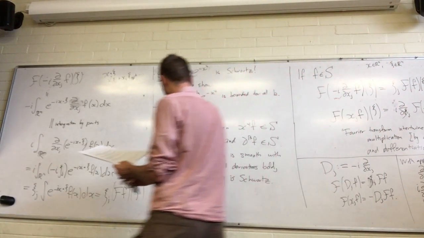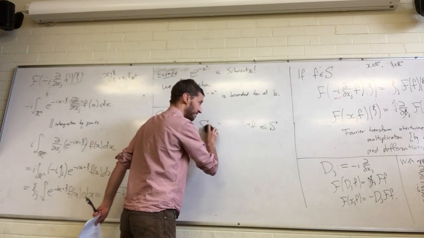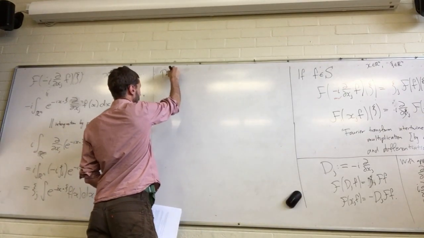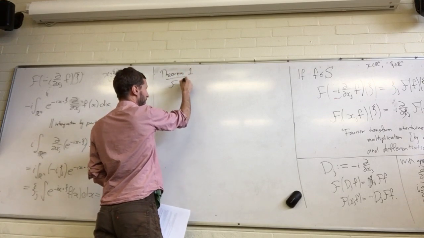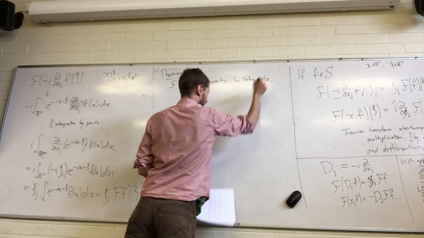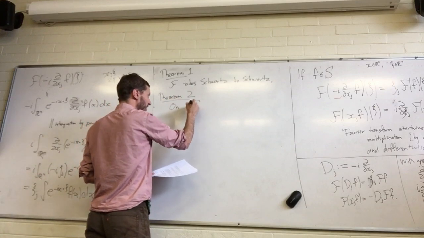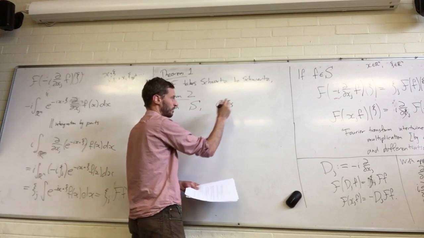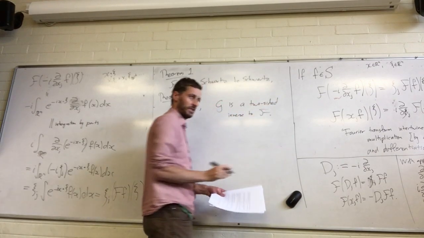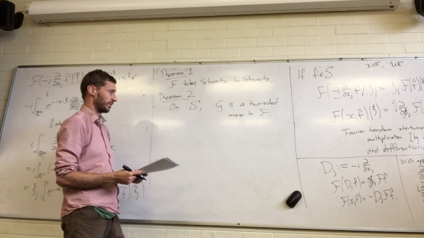So let's now stick with that. We've set up everything we need about the very basic properties of the Fourier transform and Schwartz functions, and we can actually try and prove our theorems now. So the Fourier transform takes Schwartz functions to Schwartz functions. On the set of Schwartz functions, script G, the inverse Fourier transform, is a two-sided inverse to the Fourier transform. So in particular, we're claiming here that G also takes Schwartz functions to Schwartz functions.